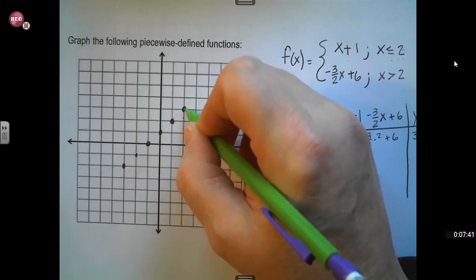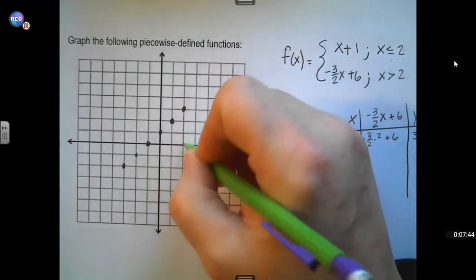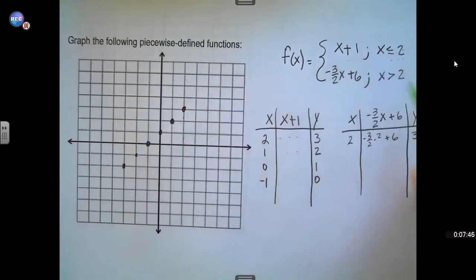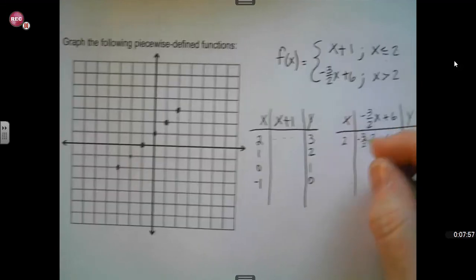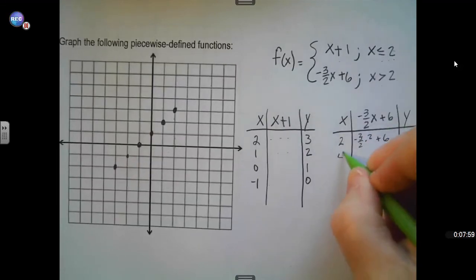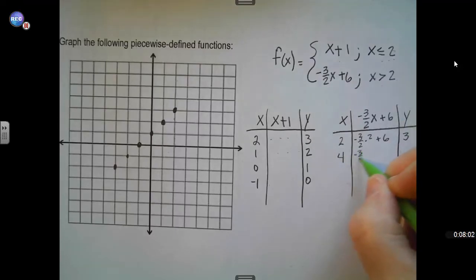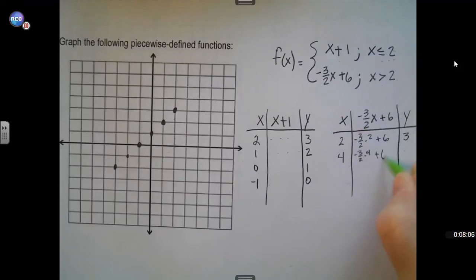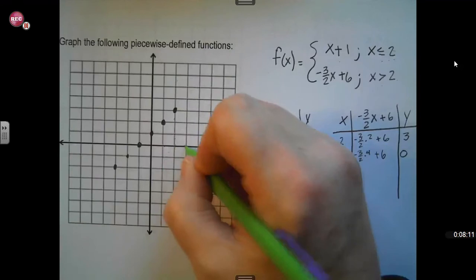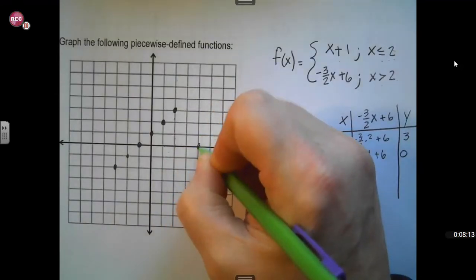If it had not done that, wherever it landed, I would have put an open circle because it's strictly greater than, not greater than or equal to. Okay? Now I'm not going to plug in 3 because that's going to give me a fraction. I don't want to graph a fraction. So I'm going to plug in 4. And so I get negative 3 halves times 4, which is plus 6, and I get 0. So 4, 0.